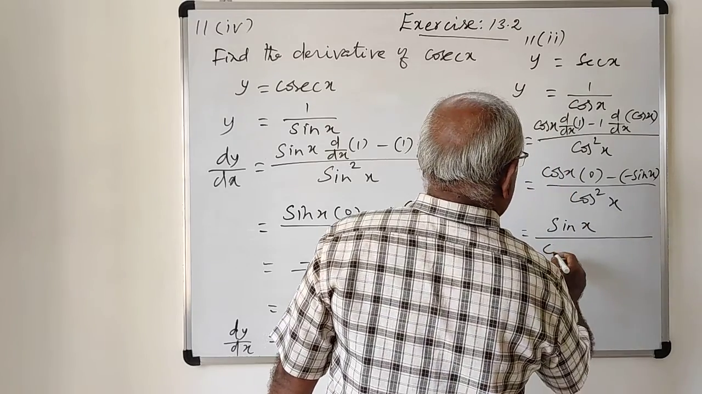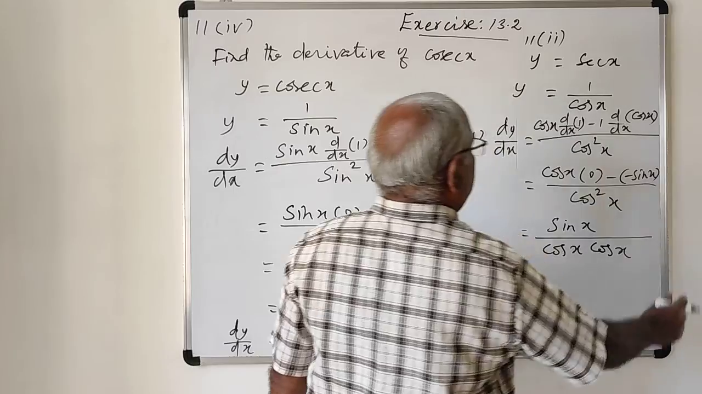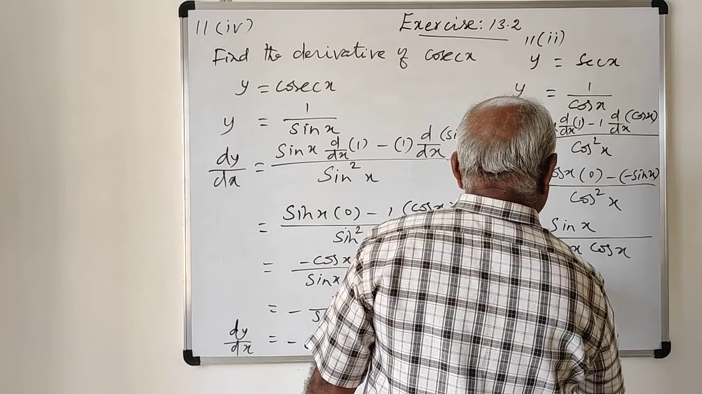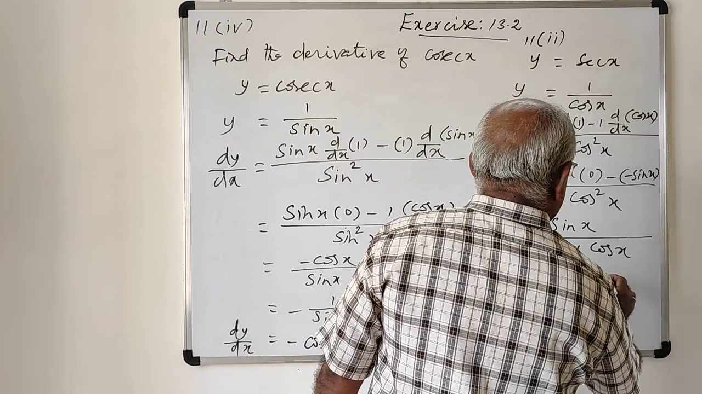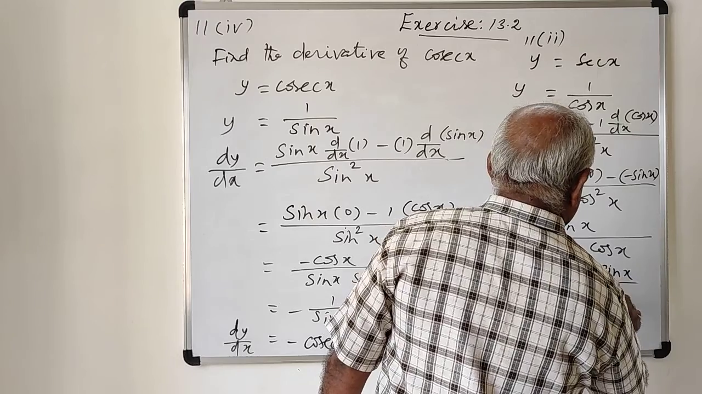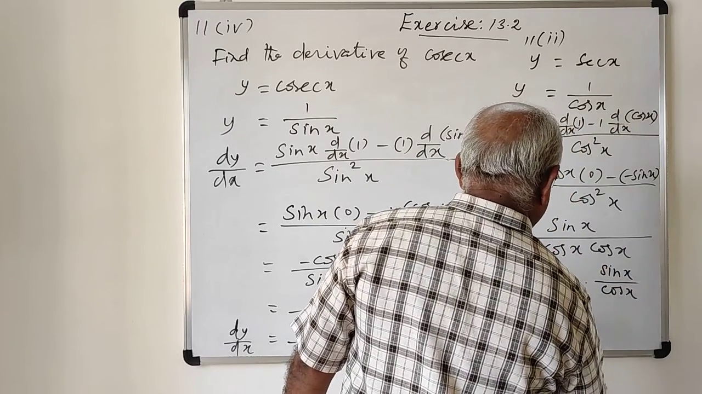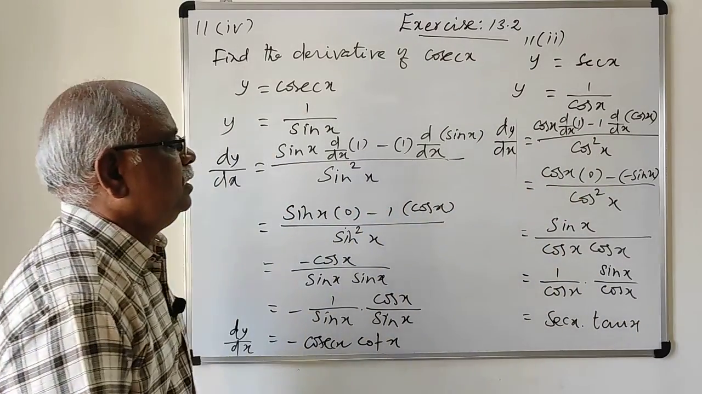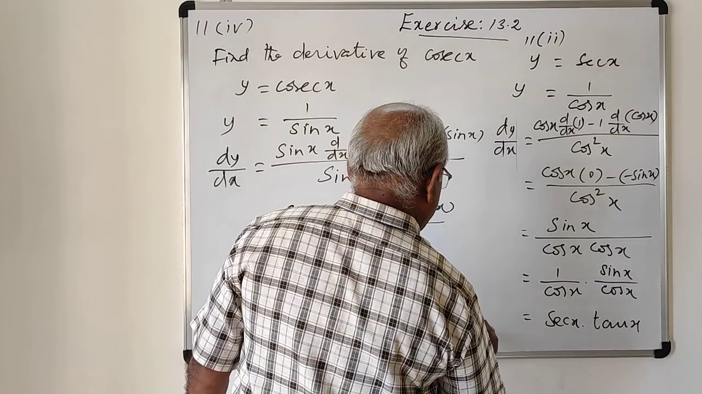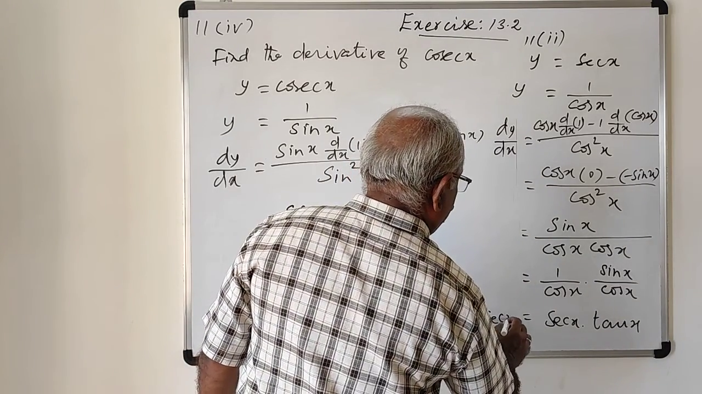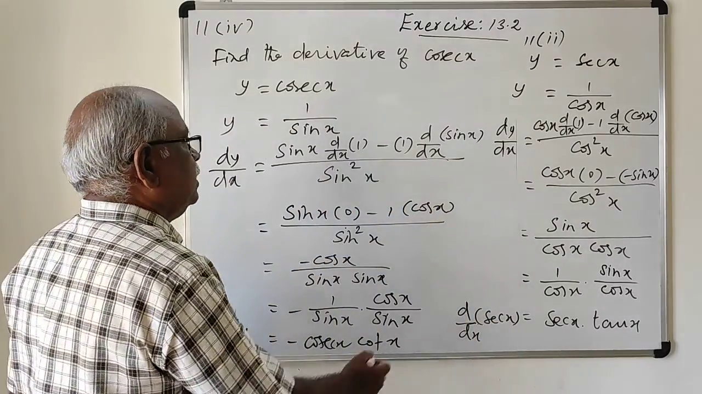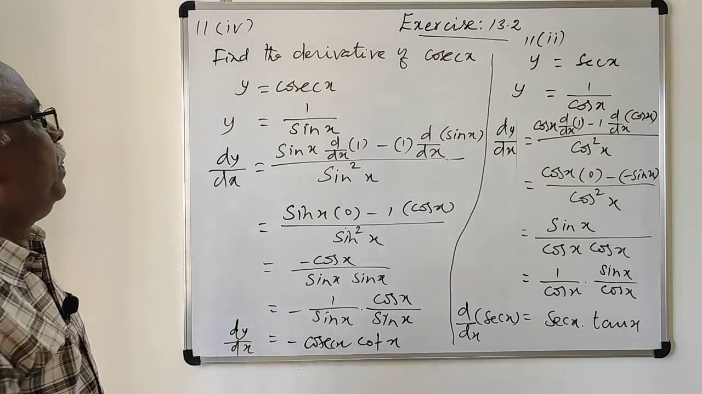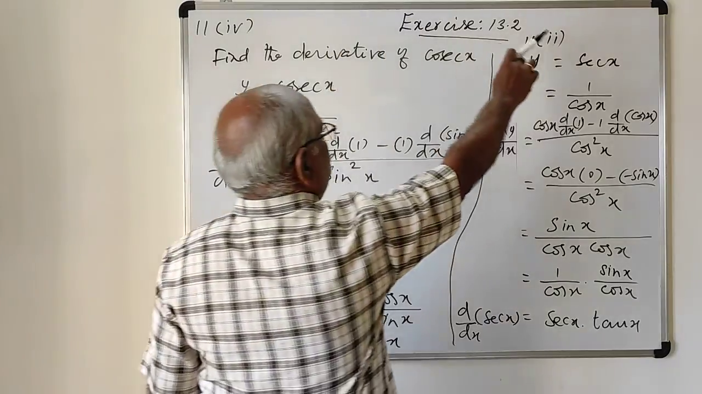As in the previous case, I can split cos square x into cos x into cos x. Therefore, once again you write it as 1 by cos x into sin x by cos x. That is equal to 1 by cos x, which is secant x, into sin by cos, which is tan x. Secant x tan x. So d by dx of secant x is secant x tan x. This is another result. This is also given in your problem 11, subdivision 2. Subdivision 3 is cosecant x, subdivision 2 is secant x.